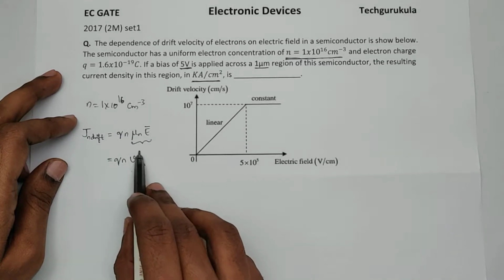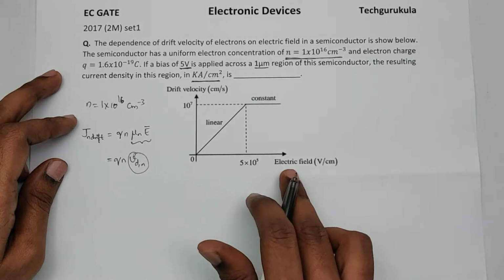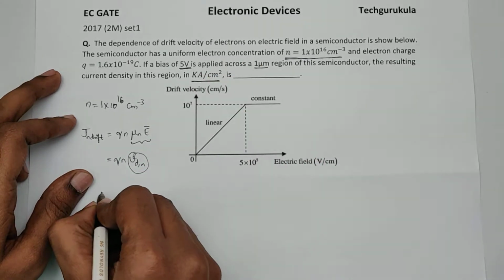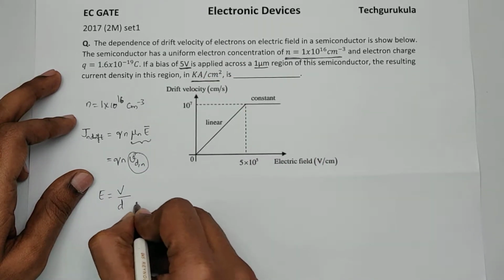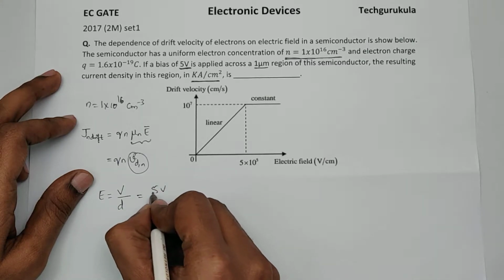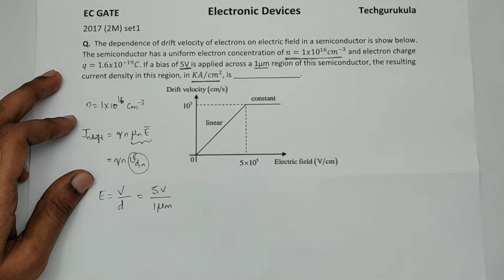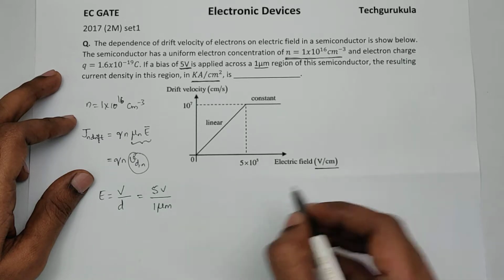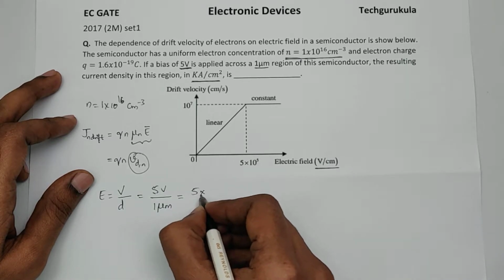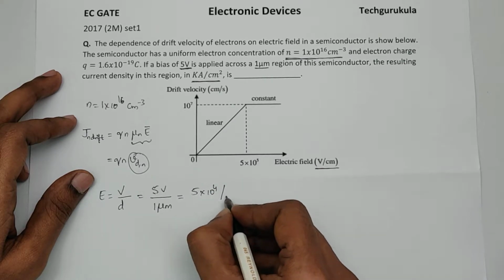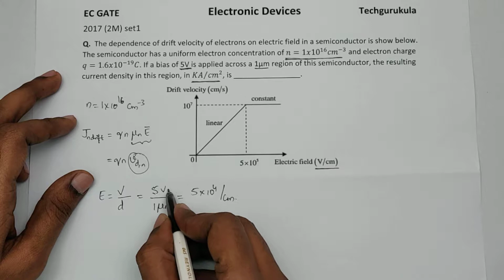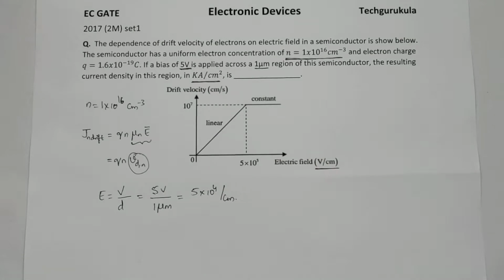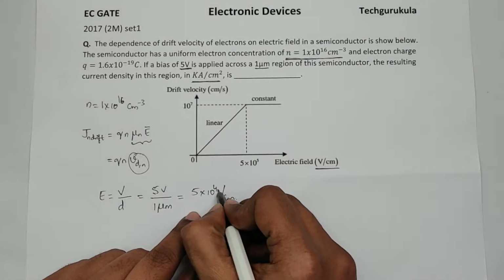Now, the drift velocity of electron actually depends on electric field, so we need the electric field anyway. To find the electric field, the potential is given. Electric field is the potential divided by the distance over which it is applied, so it is 5 volts per 1 micrometer. Now let's convert this into volt per centimeter, because the graph is in those units. This can be written as 5 times 10 power 4, because micro is 10 power minus 6, which over 10 power minus 2 meters per centimeter becomes 10 power 4. So we have 5 times 10 power 4 volt per centimeter.